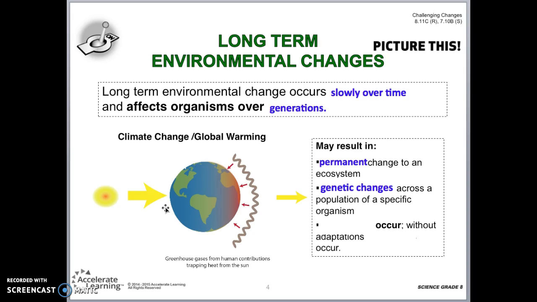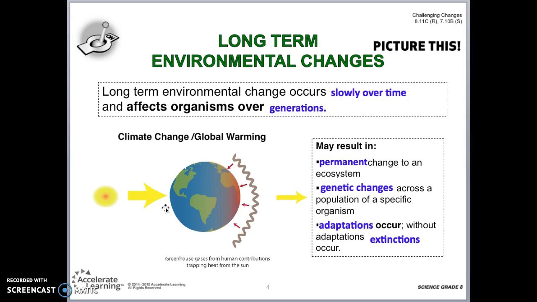Those organisms that can survive the change pass on their traits. This is all through that process called natural selection. And we have those adaptations that occur. Without adaptations, extinctions occur. So, the survival of the fittest. You have to be strong to survive. You have to have those adaptations to survive.